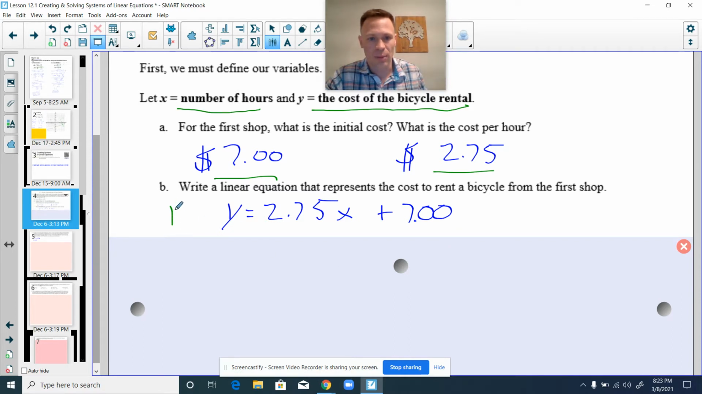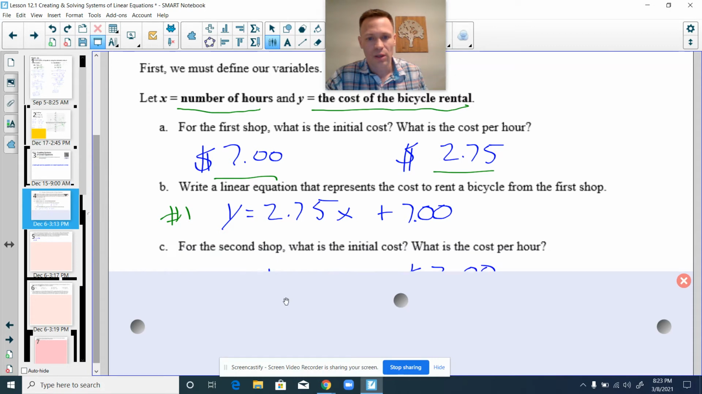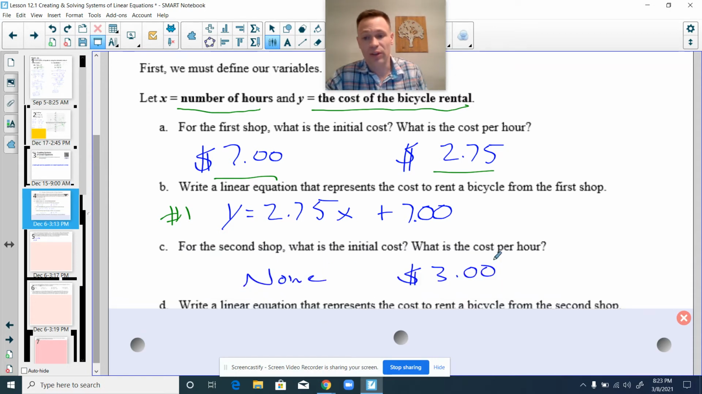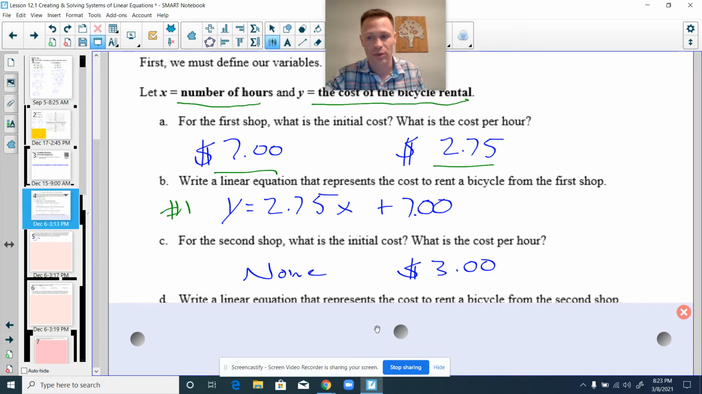So this is for shop number 1. Okay. Then for the second shop, what's the initial cost? There isn't any, but they do charge $3 per hour. So the second shop is actually more expensive per hour, but they don't have any upfront charges. The other one is a bigger upfront charge, but it's cheaper per hour. So you might want to decide which one you're going to use.